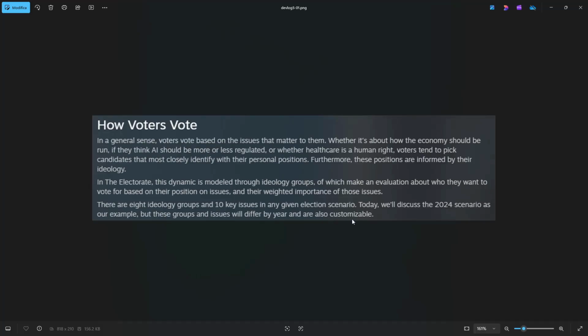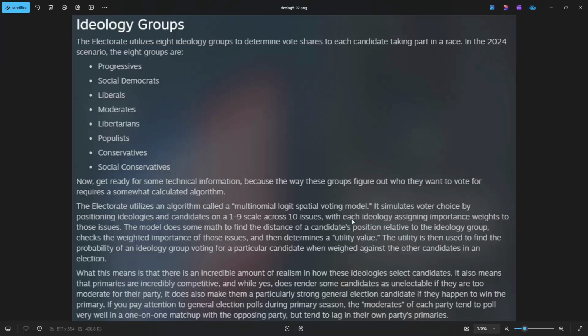This is epic. If you guys want to create your own scenario that I will play in the game, it will be fantastic. Ideology groups. The Electorate utilizes 8 ideology groups to determine vote shares for each candidate taking part in a race. In the 2024 scenario, the 8 groups are progressives, social democrats, liberals, moderates, libertarians, populists, conservatives, and social conservatives.